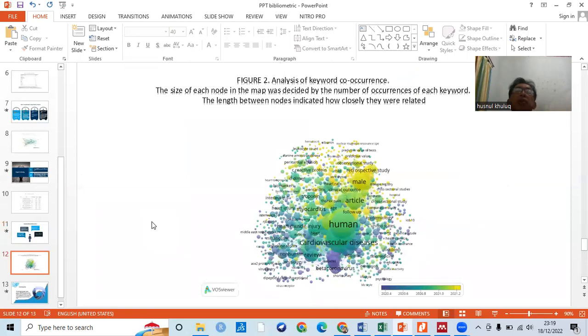Figure 2, analysis of keyword co-occurrence. The size of node in the map was decided by the number of occurrence of its keywords. The length between nodes indicated how closely they were related.